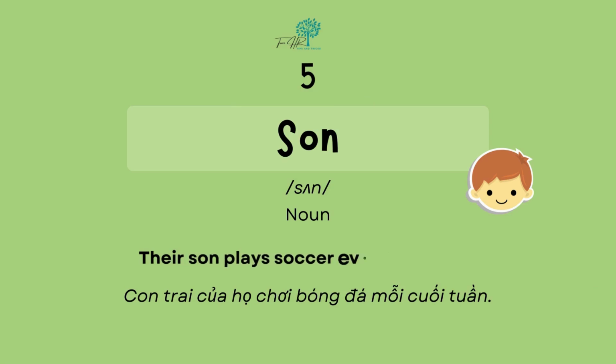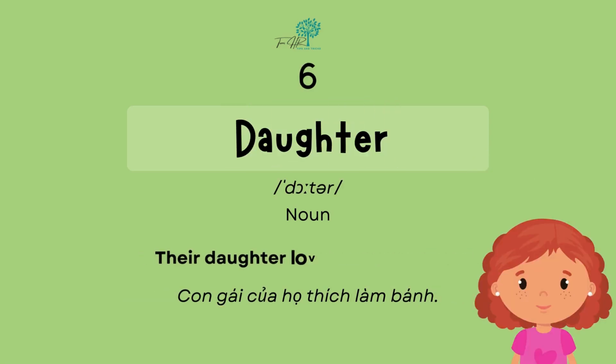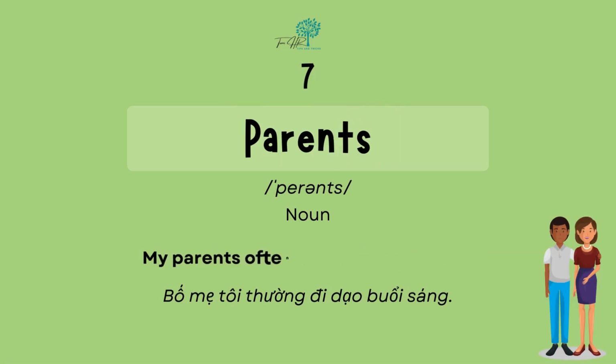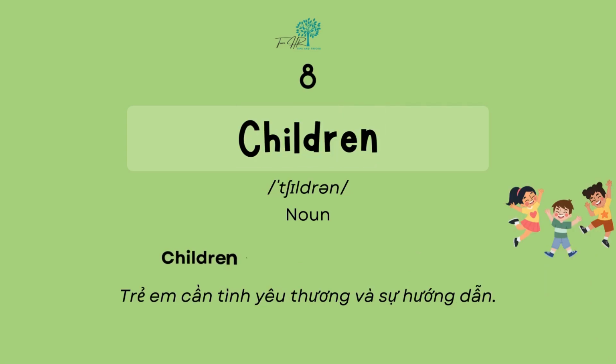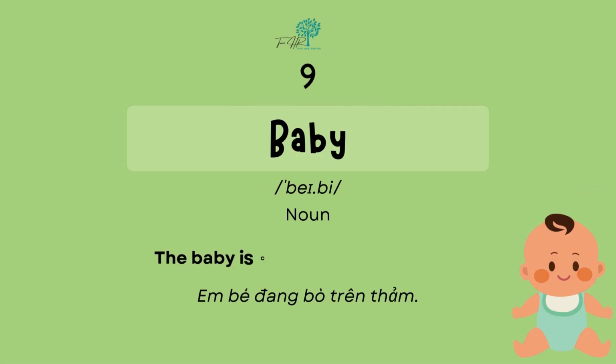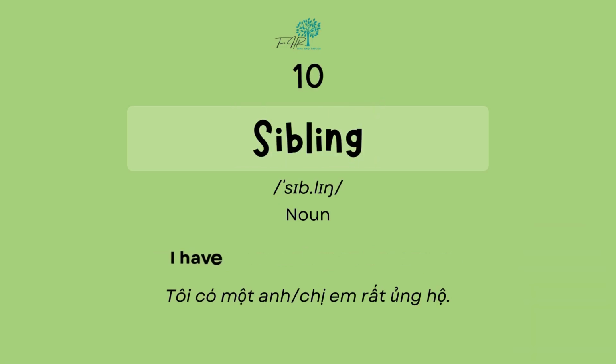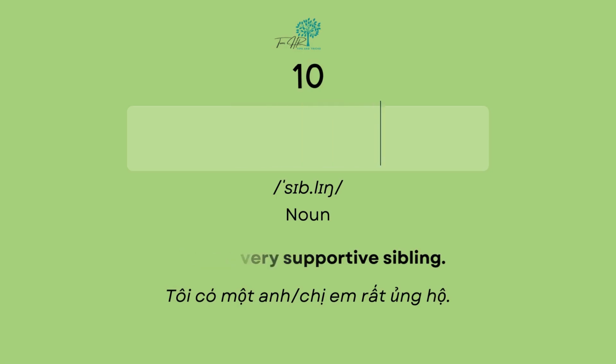5. Son. Their son plays soccer every weekend. 6. Daughter. Their daughter loves baking cakes. 7. Parents. My parents often take morning walks. 8. Children. Children need love and guidance. 9. Baby. The baby is crawling on the carpet. 10. Sibling. I have a very supportive sibling.